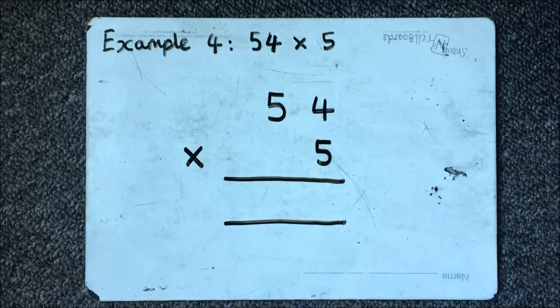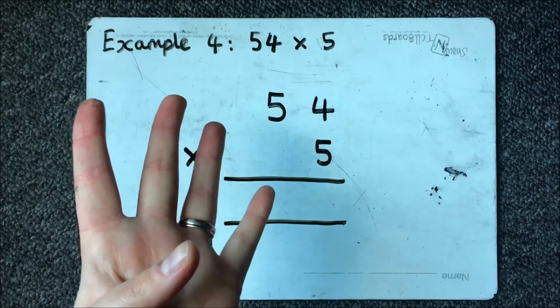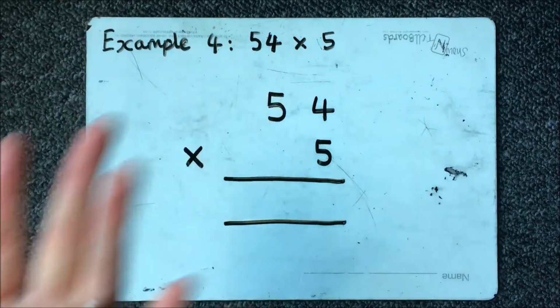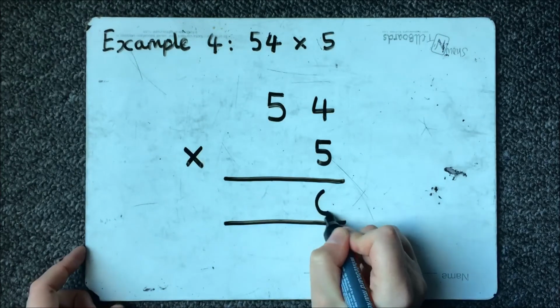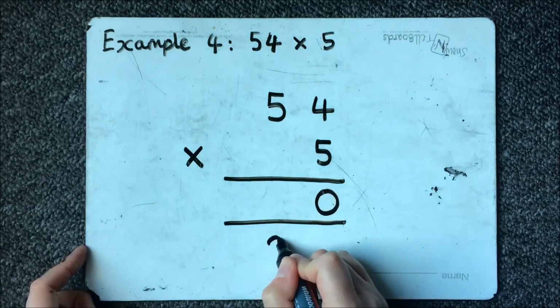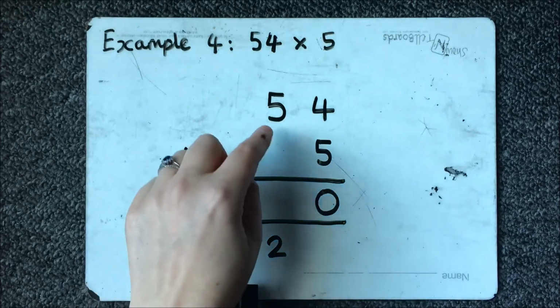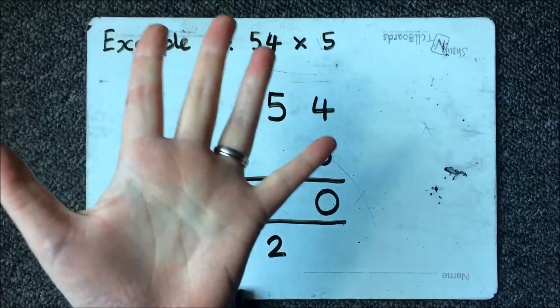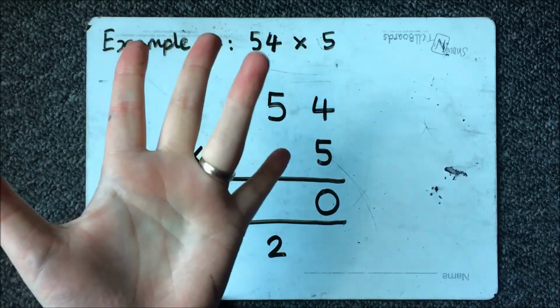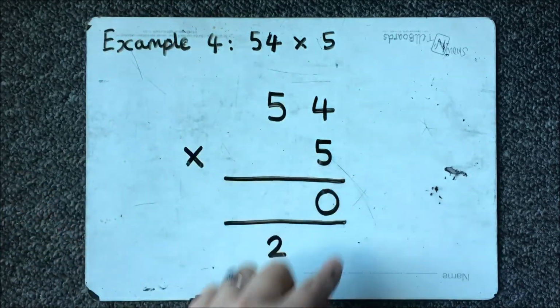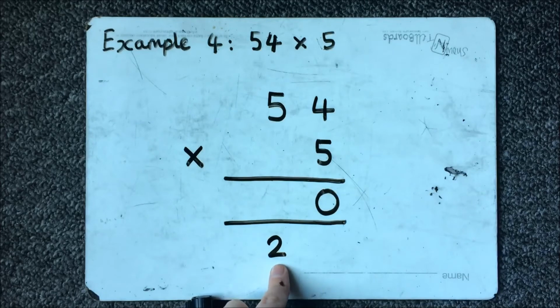Times sign. 4 times 5. 4 fingers up. 5, 10, 15, 20. The 0 goes in here as a place value. The 2 tens get kicked over here. 2 in line with the 5 tens. 5 tens times 5 ones. 5, 10, 15, 20, 25. 25 tens, add the 2 tens.